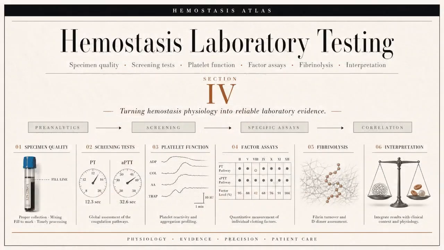We have explored the intricate balance of hemostasis, from initial injury response to clot removal. Now, we shift our focus to how we actually evaluate this system in the laboratory. This section will cover the practical aspects of hemostasis testing. We will look at specimen handling, common screening tests, and how specialized assays help us understand platelet function, factor deficiencies, and fibrinolysis. The goal is to understand what each test is trying to tell us and what its limitations are. This is where the rubber meets the road, translating physiology into clinical evidence.